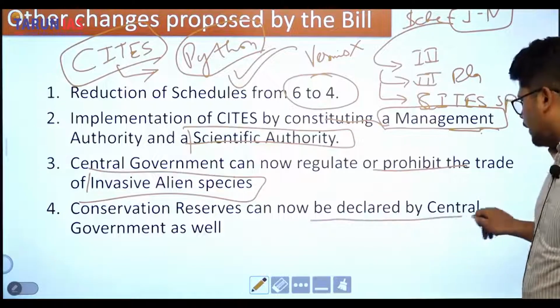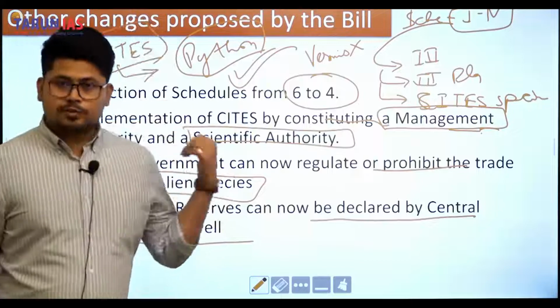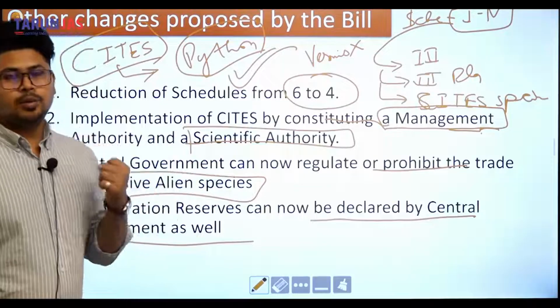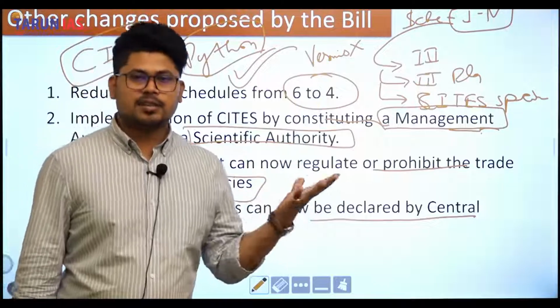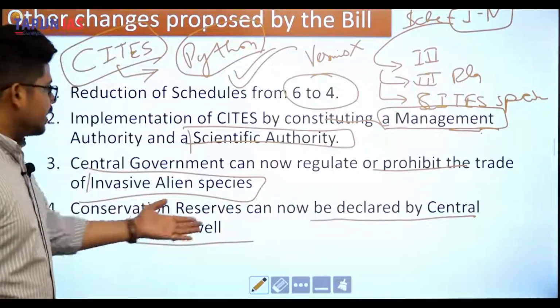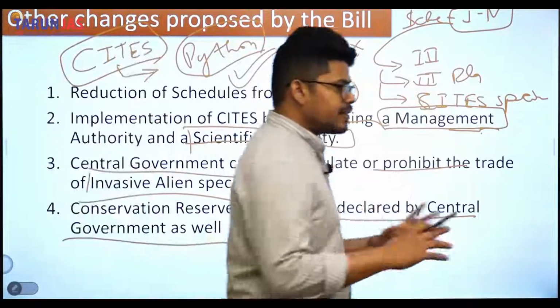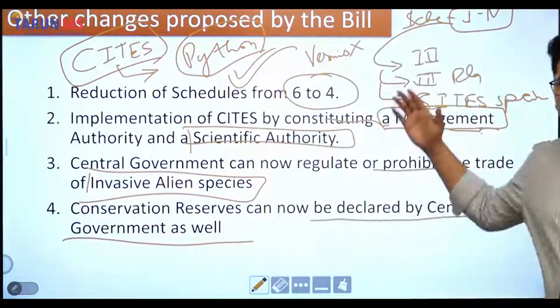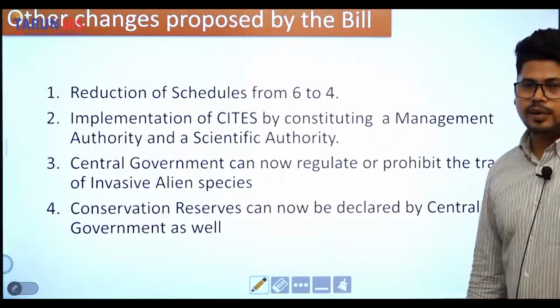Conservation reserves can now be declared by the central government as well. Now conservation reserves, as we saw, what is conservation reserve? Earlier, a state government owning any land could declare that as a conservation reserve. Now if the central government owns any land, it can also declare that land as a conservation reserve. These are the kinds of changes that this amendment bill tries to bring.